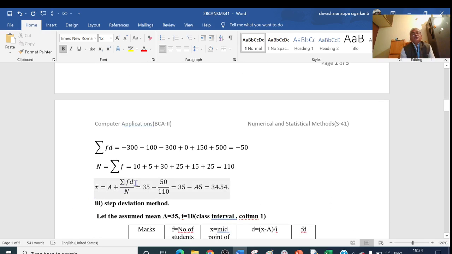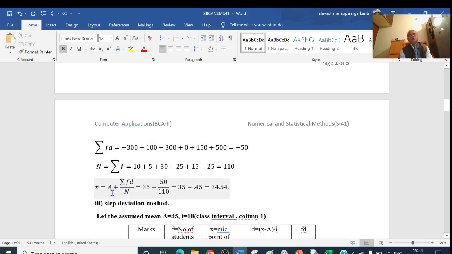a plus summation of fd divided by n. And my n is equal to 110, that is the sum of the frequencies. And fd, if I add up all these quantities, I am getting minus 50. So summation of fd is equal to minus 50, and n is equal to 110.